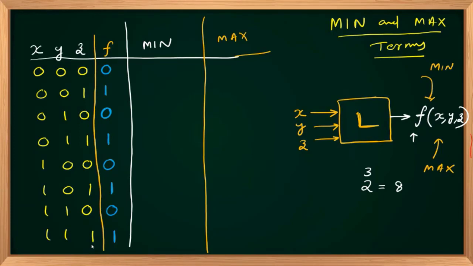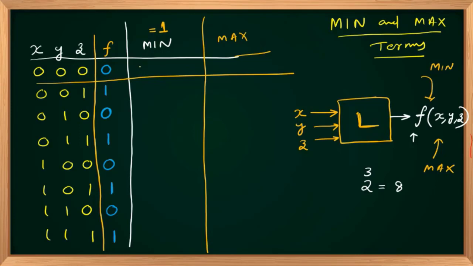Min terms are product terms, product of x, y, z, or x bar, y bar, z, or x bar, y, z, etc. And the property of that product term is that it should always return a logic 1. So corresponding to my first combination, I should write it as a product in terms of x, y, z, and that product should return a logic 1.